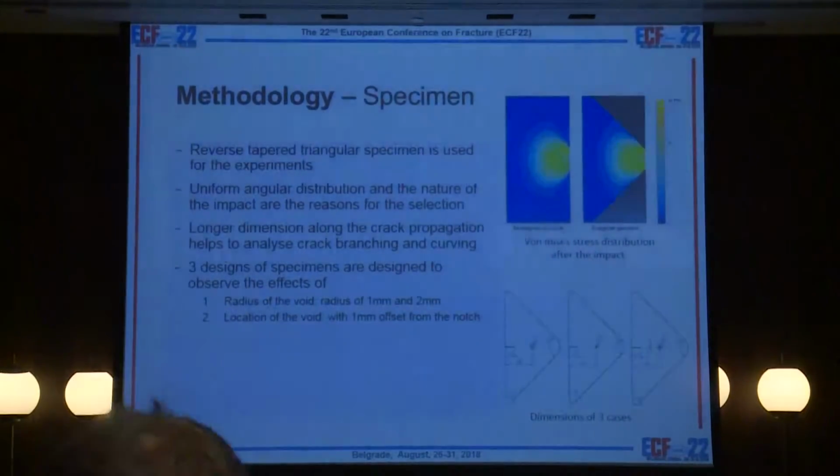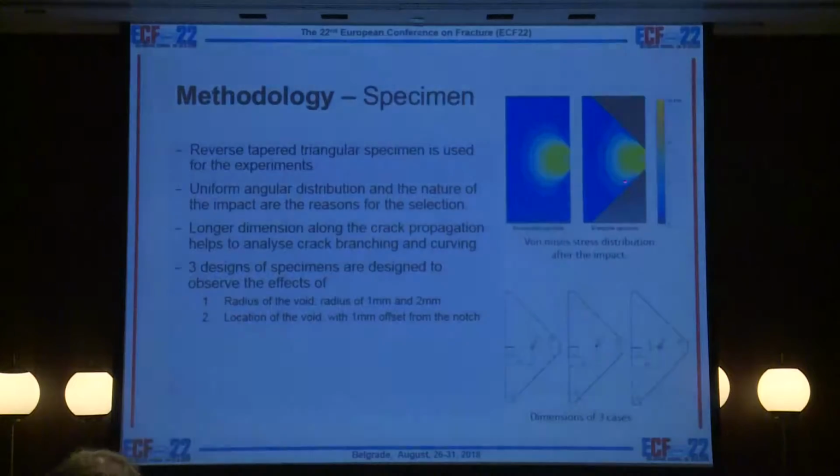And another plus point of this is to observe the crack path in that direction, since instead of 3-point bending specimens, this has higher length in that direction, and it helps to observe the crack path during the fracture.